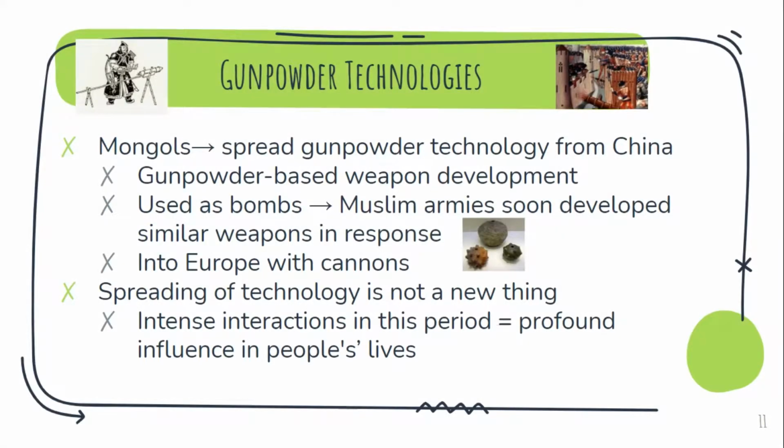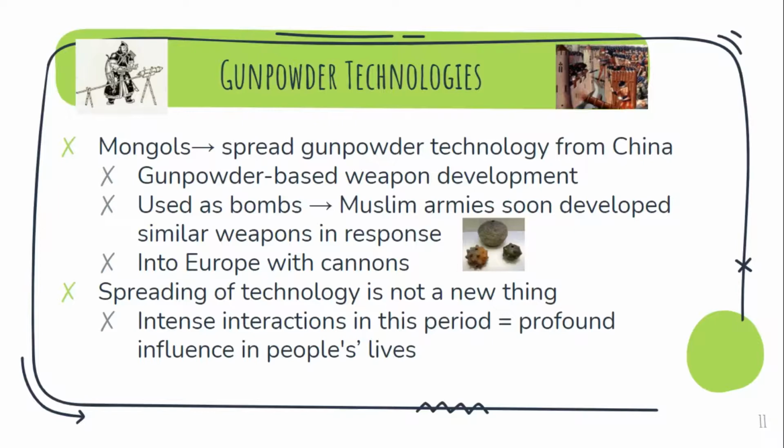And now moving on to gunpowder technologies. The Mongolians, when they took control of China, were the ones to first spread gunpowder from China. Some of the ways that they did this was they created gunpowder based weapons, such as bombs. And they would use these bombs against their enemies, for example, the Muslims' army. When the Muslims saw this new technology, they soon developed similar technology that they used against the Crusaders during those time periods. And then soon after, it came into Europe with cannons. So you can see this nice progression, this nice cross-cultural exchange of weaponry right here.